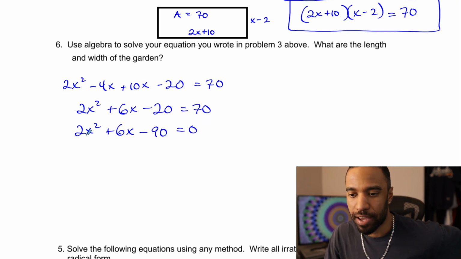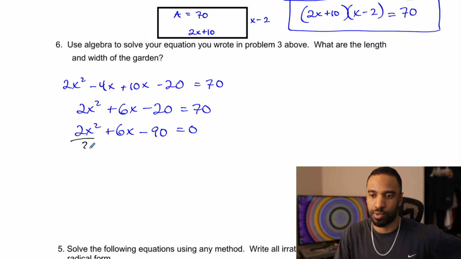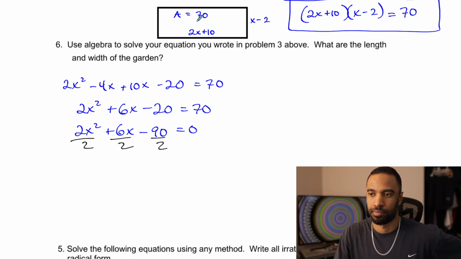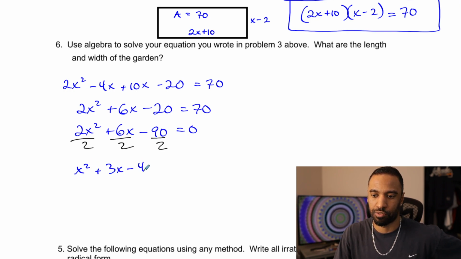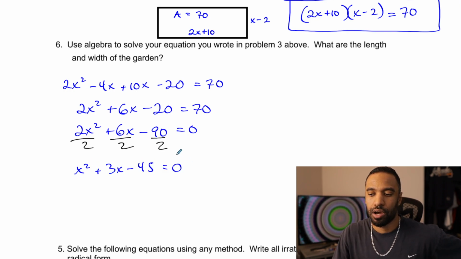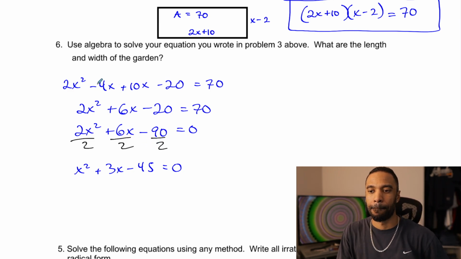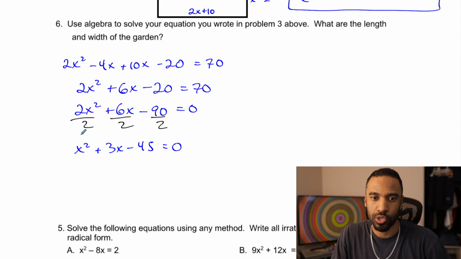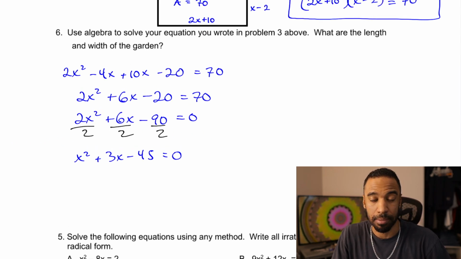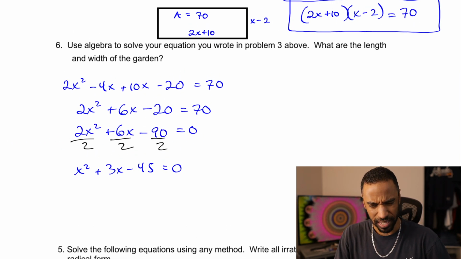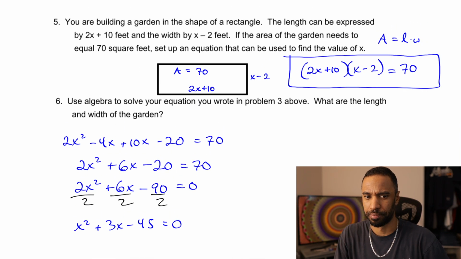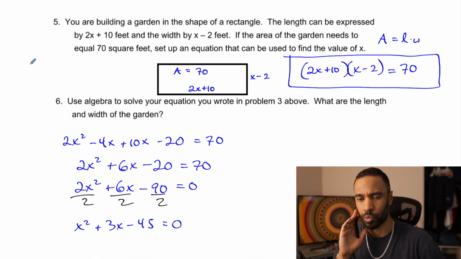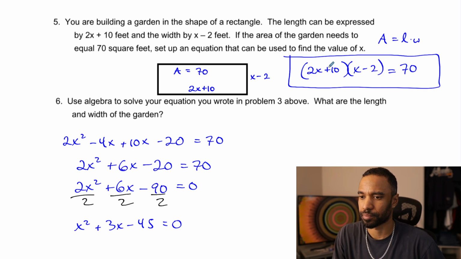So, and divide everything by 2, lastly. Let's divide everything by 2 now, and we can get x squared plus 3x minus 45 equals 0. Okay. What we did was we've created a quadratic trinomial set equal to 0 so we can attempt to factor. I think it's factorable. I gotta look into it. We'll see. It might not be.